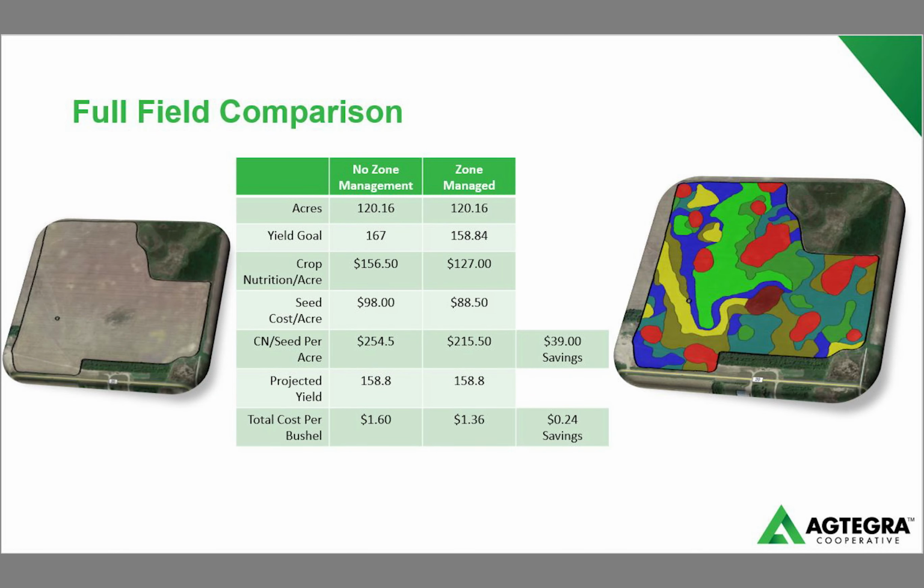So if we look at the full field comparison here, no zone management, average cost of $1.60 per bushel. Zone managed, average across all those acres, comes out to $1.36. So that's a $39 an acre savings.